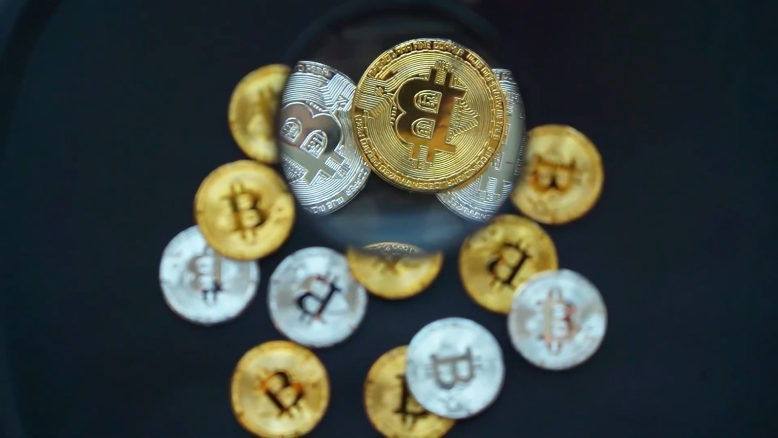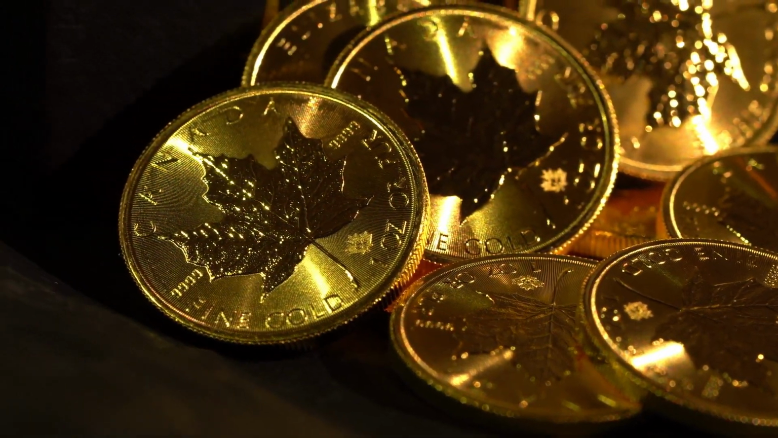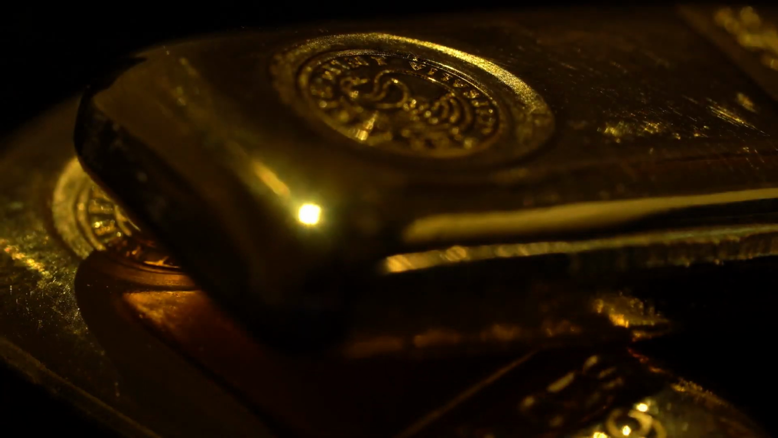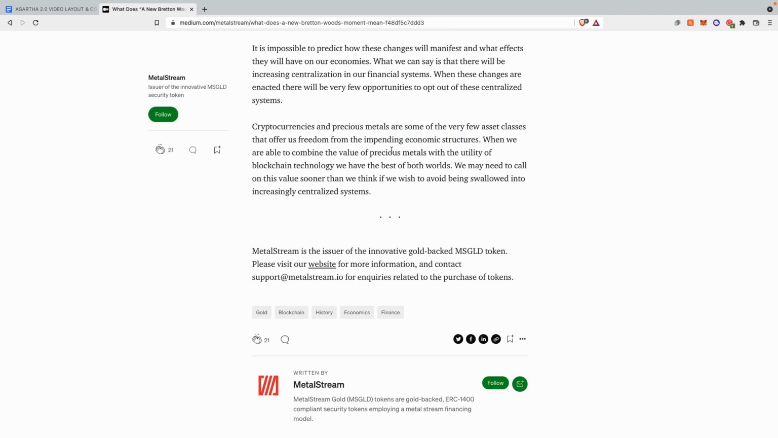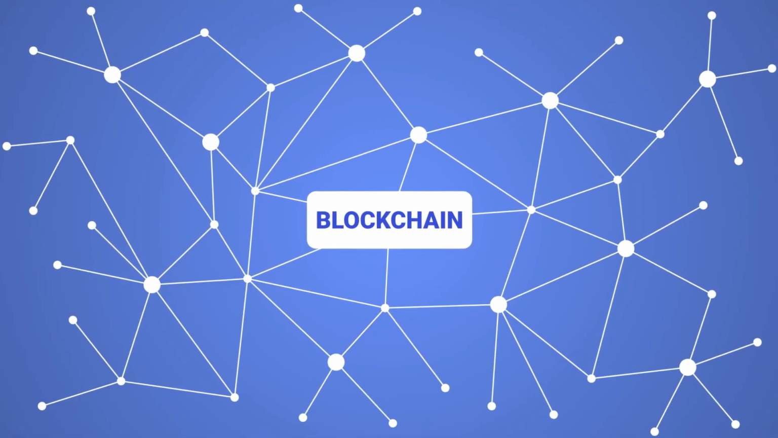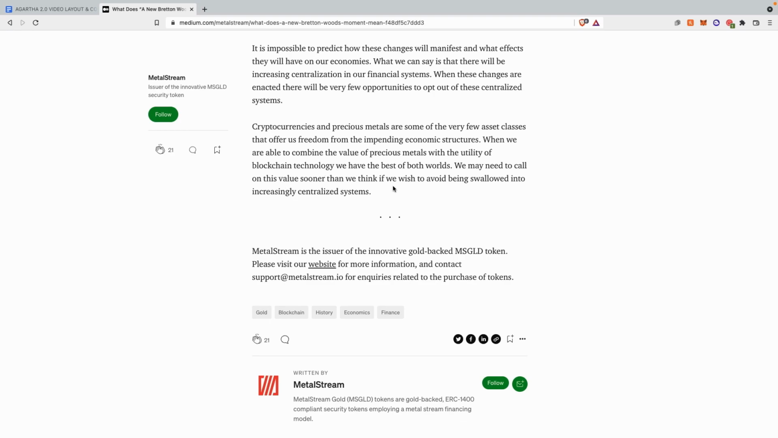So cryptocurrencies and precious metals are some of the very few asset classes that offer us freedom from the impending economic structures. I've been saying this, guys. I've been banging the drum all throughout these courses. Cryptocurrencies, precious metals: very few asset classes that offer us that freedom from this impending economic collapse or future doomsday scenario, financial surveillance type thing. So when we're able to combine the value of precious metals with the utility of blockchain technology, we have the best of both worlds. We may need to call on this value sooner than we think if we wish to avoid being swallowed into increasingly centralized systems.